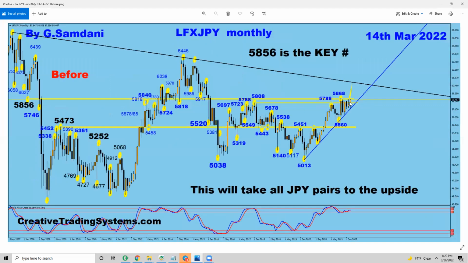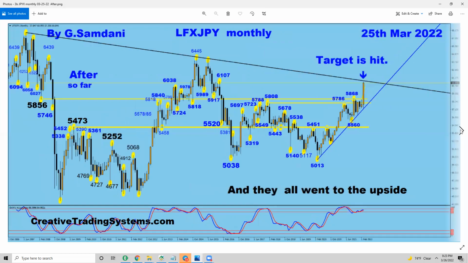This was the chart I made when we were here at 58.56. So I said this one is the key number. We're going to break that, and we will go for this outer sloping monthly trendline, right? And what happened to this chart is this, as of last Friday, yesterday. Target is hit, 25th. Well, not really hit, but we are very close to that. Later on, probably hit, I don't know. But this was the target, and all yen pairs went up big time.